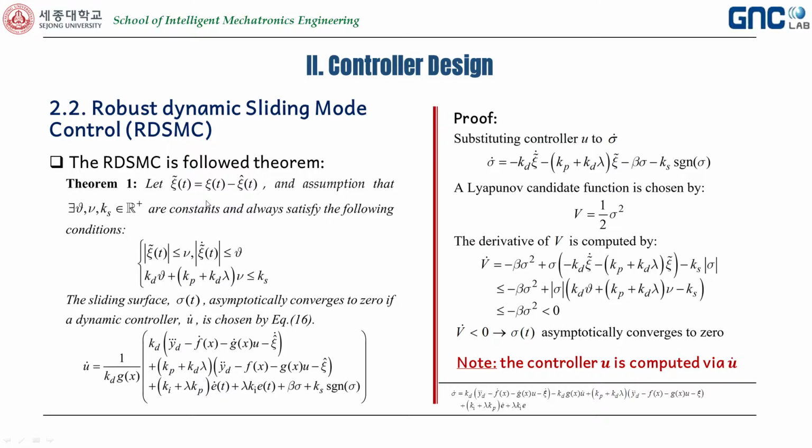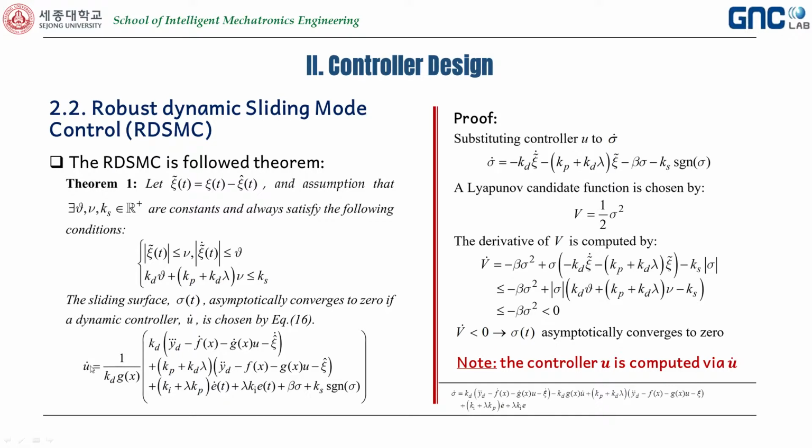Therefore, we can withdraw to Theorem 1, less the error of estimation disturbance. Follow this formula, with the assumption that this parameter is a positive constant and always satisfies the following condition. Following this condition, the sliding surface sigma asymptotically converges to 0 if the dynamic controller u dot is chosen by this equation.